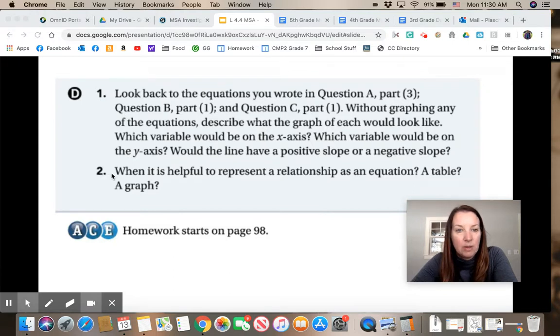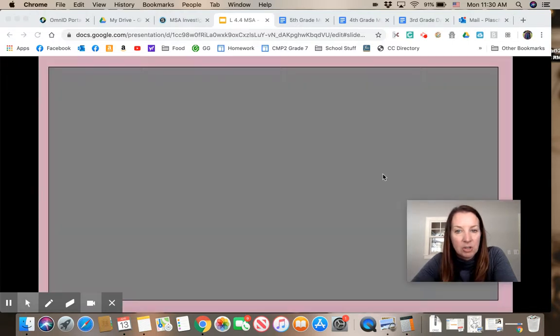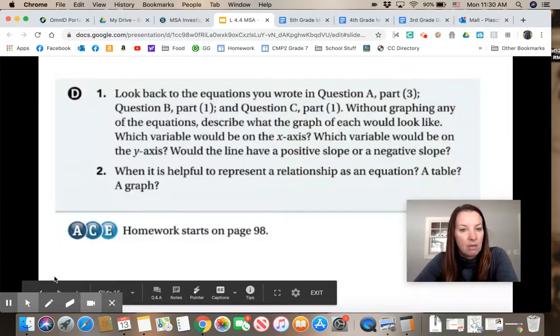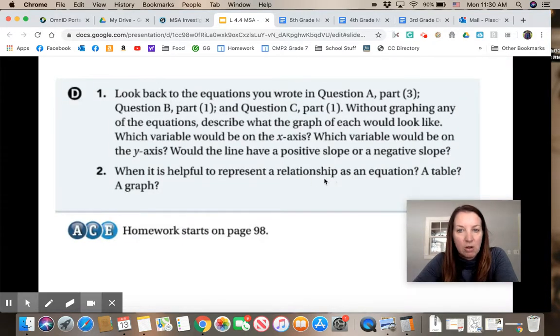Then D2, when is it helpful to represent a relationship as an equation or a table? I don't know why that just went to the next slide. When is it helpful to represent a relationship as an equation, as a table, and as a graph? So when do you think it's helpful to make an equation? When do you think it's helpful to make a graph? When do you think it's helpful to make a table? And that is the lesson for today.